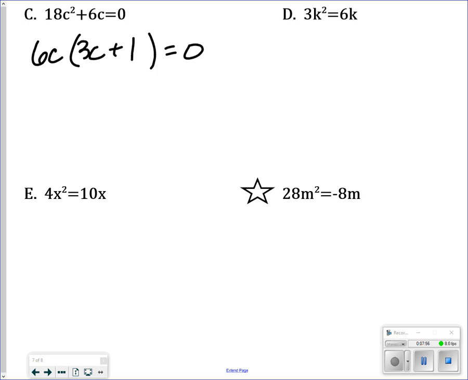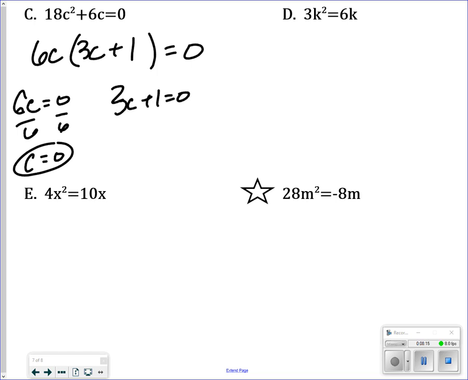Now, this is one of the most common mistakes. If I take out a 6c, if I'm dividing it by 6, 6 divided by 6 is still 1. So there is still a 1 in the parentheses. Once I have it in factored form, set the factors equal to 0 and solve.